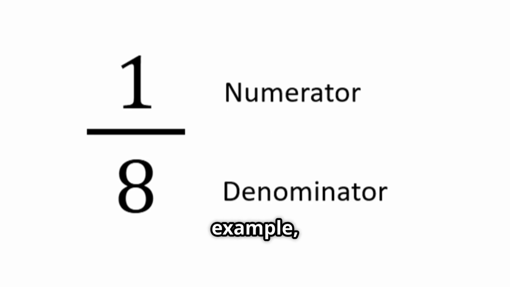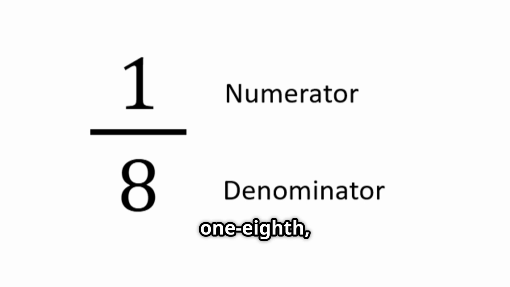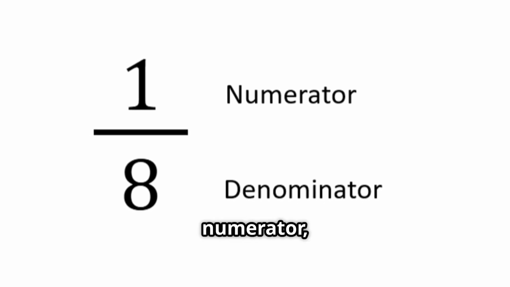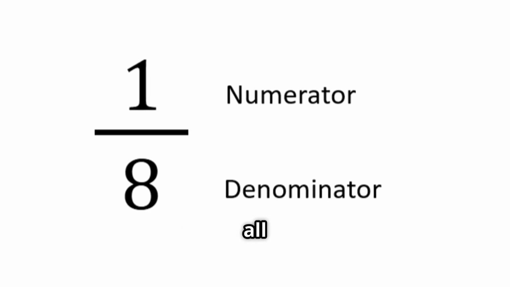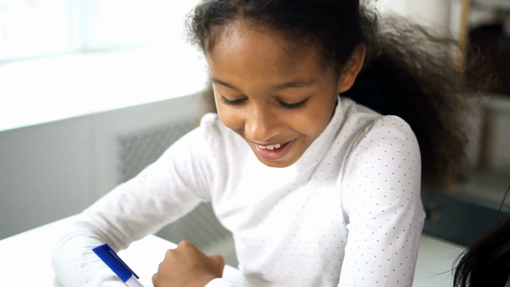For example, in the fraction 1/8, 1 is the numerator, representing your single slice. The 8 is the denominator, representing all the slices in the whole pie.